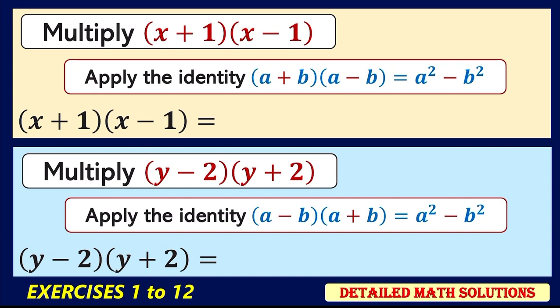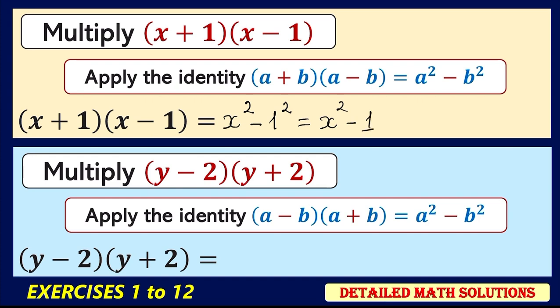And when I use the identity and apply it to solve this exercise, I get x squared minus 1 squared, which equals x squared minus 1.